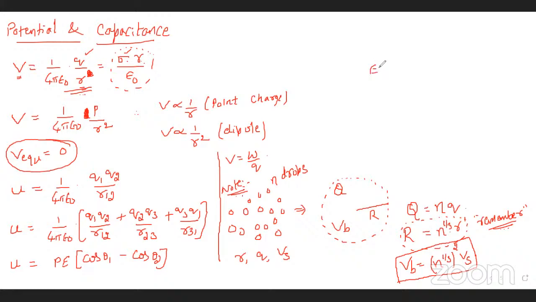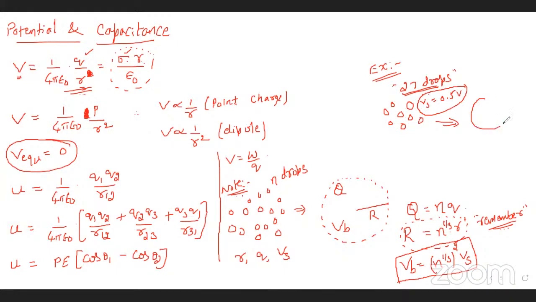I will give one example then, Lakshmi, for you. If I consider 27 drops, how many drops am I combining? 27. Yeah. If I say the single drop potential is 0.5 volt, what is the potential of a single drop? 0.5 volt. Suppose I combine these into a bigger drop, can you tell me what will be the potential of the bigger drop?